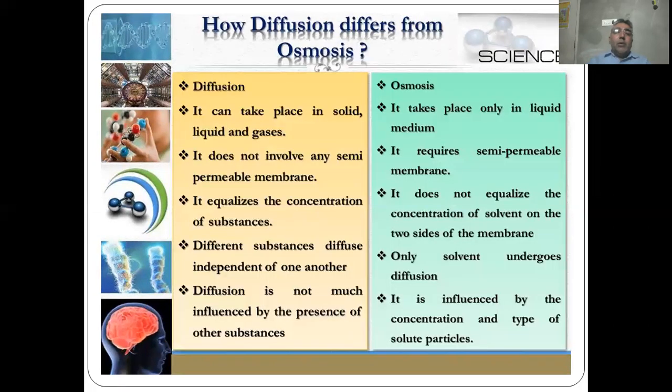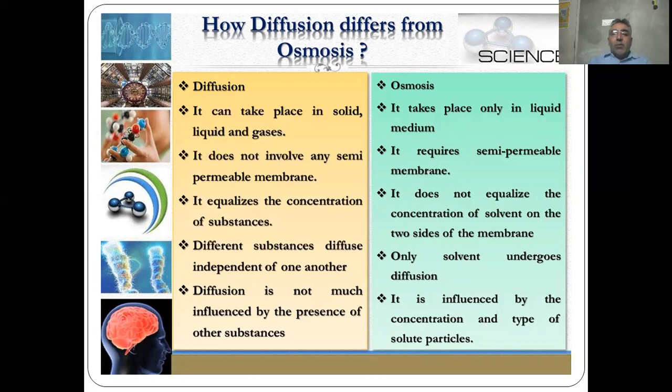Here I want to tell you the difference between osmosis and diffusion. Diffusion takes place in solid, liquid, and gas. In any medium, diffusion may take place. It does not involve any semi-permeable membrane. It equalizes the concentration of the substances. In diffusion, the concentration of the reactant and the product is equalized. Different substances diffuse independent of one another. Diffusion is not much influenced by the presence of other substances.